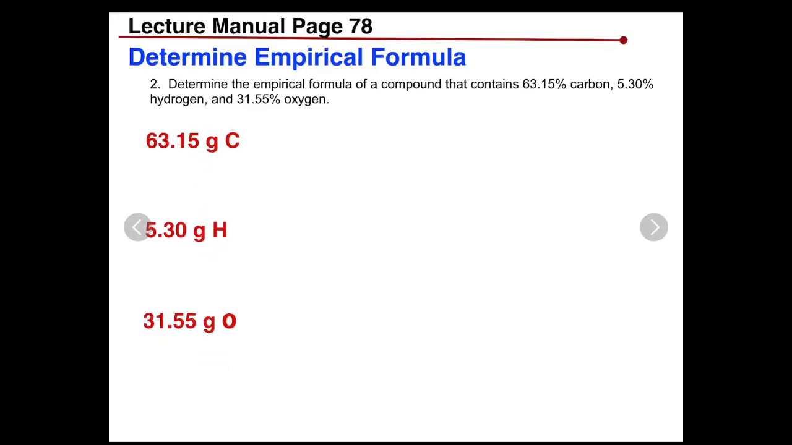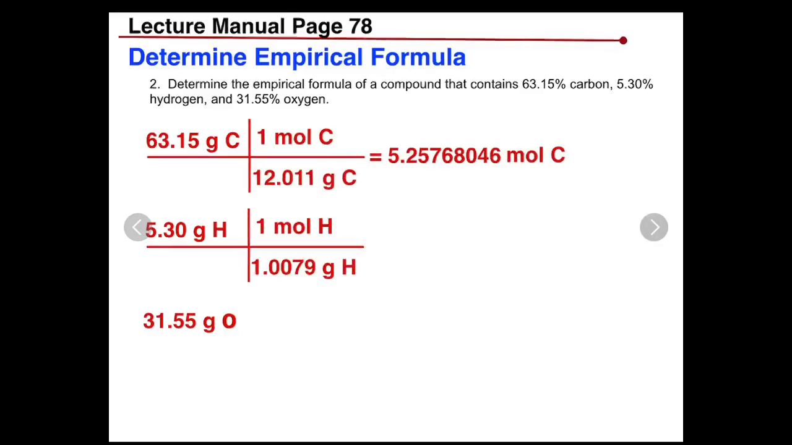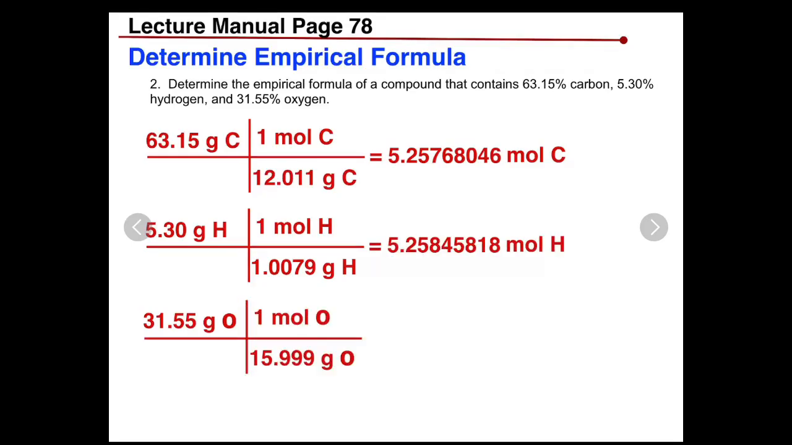The next thing we need to do is convert grams to moles by using the molar mass. So you get the moles of carbon. Do the same thing for hydrogen, and you get the moles of hydrogen, and do the same thing for oxygen to get the moles of oxygen. Similar to the previous one, you get moles first. The next thing is to get the ratio. In order to get the ratio, you divide by the smallest number of moles.